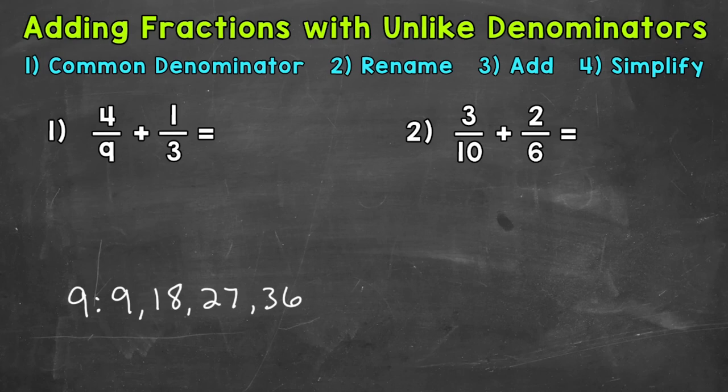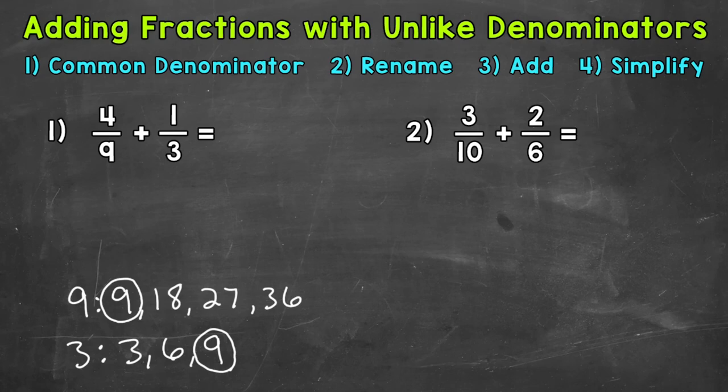So let's do 3 now and see if we have any common multiples. 3, 6, 9, and it looks like we have a common multiple of 9. And more specifically, that's going to be the least common multiple. We always want to find the least common multiple. Smaller numbers in value are generally easier to work with, and this will help cut down on simplifying in the end. So 9 is going to be our common denominator.